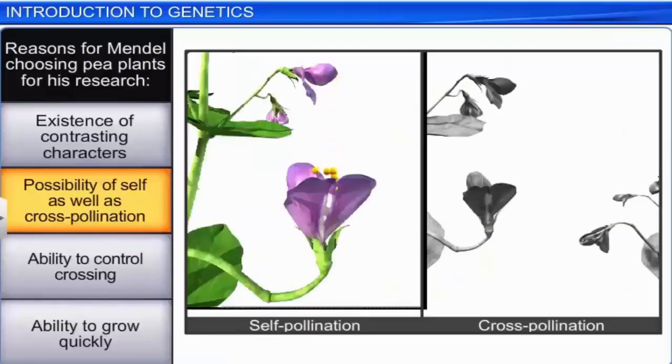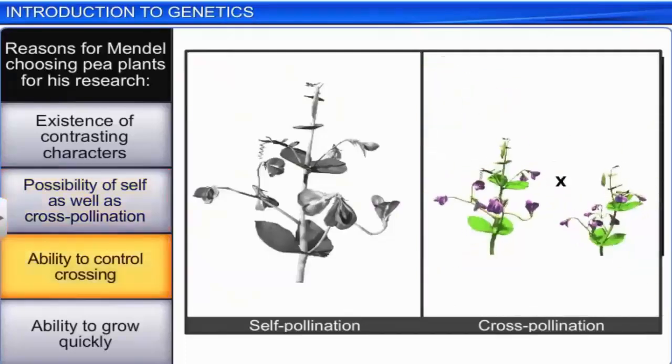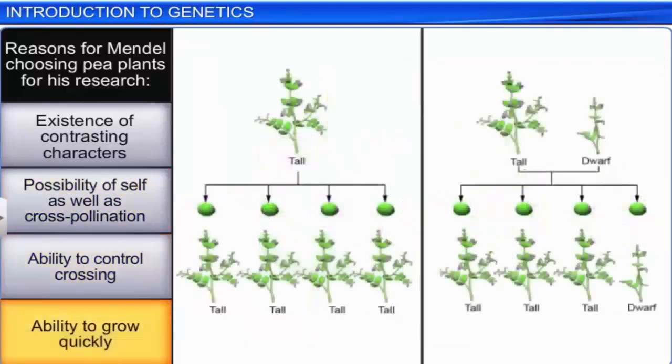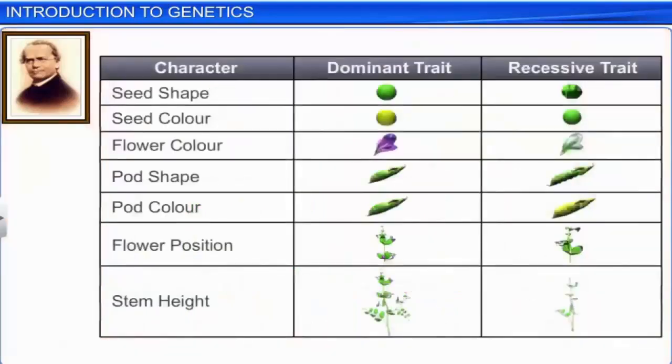Moreover, self-pollination as well as cross-pollination was possible in these plants, and crossing between these plants could be controlled. In addition, these plants grow quickly and produce a large number of offspring. Mendel, for the first time, had applied statistical analysis and mathematical logic to problems in biology. He chose 14 pairs of true breeding pea lines similar in all aspects except for one character to conduct cross-pollination or artificial pollination experiments.